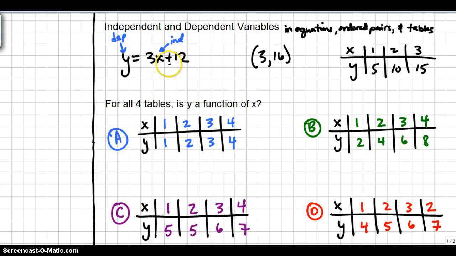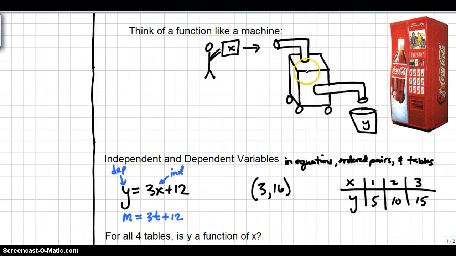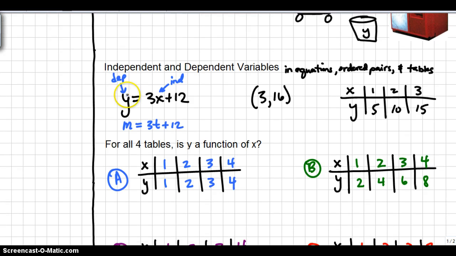The problem comes in when letters other than x and y are used. So let's rewrite the problem as m equals 3t plus 12. In this case, if you're not sure which variable is which, think about it again like a machine. You'd start with the letter t, things will happen mathematically, and then it spits out the outcome of m. So you'd still have your independent variable as your t, and your outcome being the dependent variable, or in this case, the m. Another way to think about it in that case: the variable that's isolated is the dependent variable.